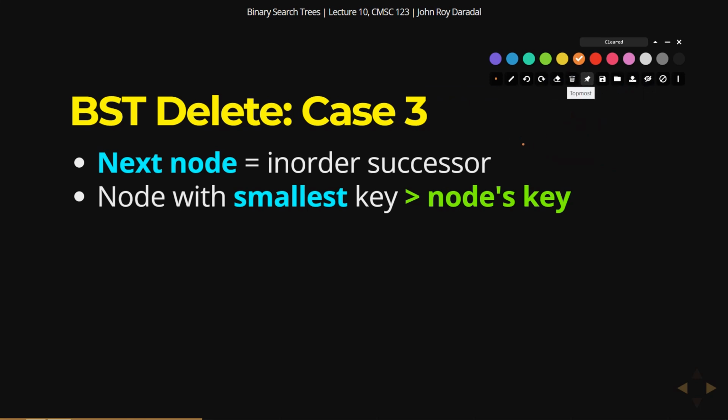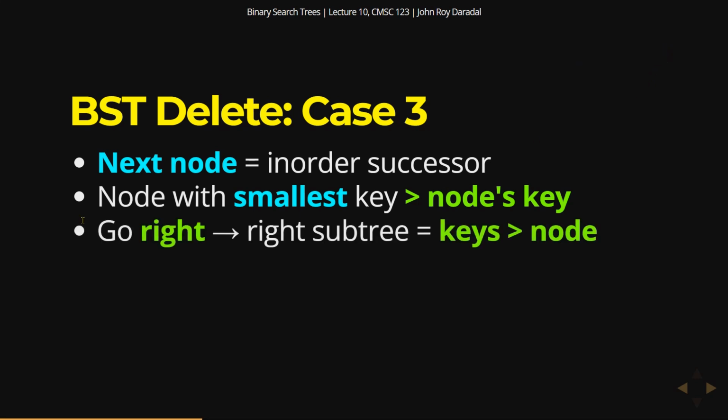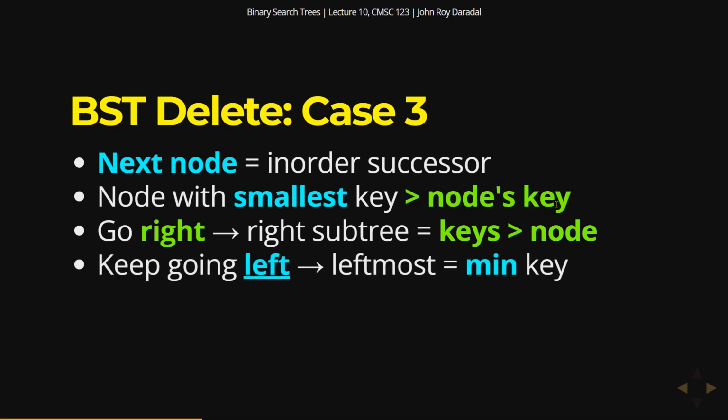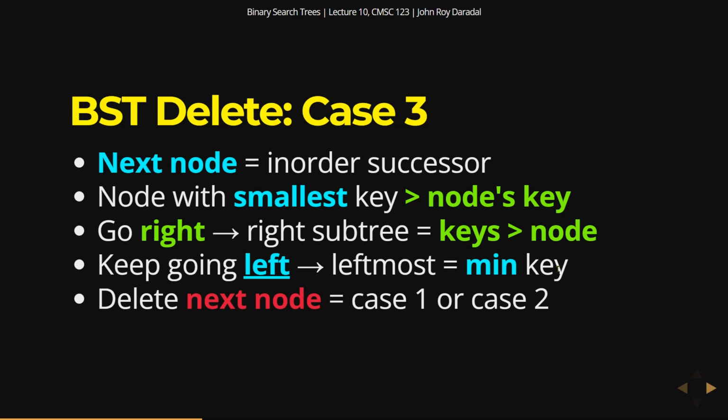Okay, so that's why we need to go right once, because in the right subtree, that is where you'll find the keys that are greater than the node, right? And then keep going left because you want to go to the leftmost part of the subtree wherein you'll find the smallest key or the min key, right? So the smallest key that is greater than the node's key. So go right to the right subtree and then keep going left to go to the leftmost part to find the smallest key. Okay? And we are also assured that the next node that we'll delete will be either just case 1 or case 2.